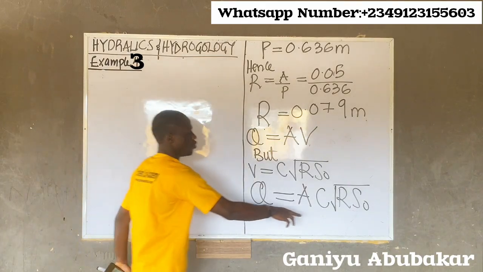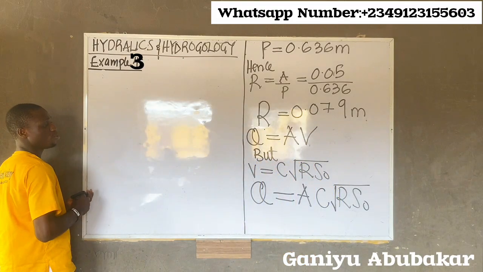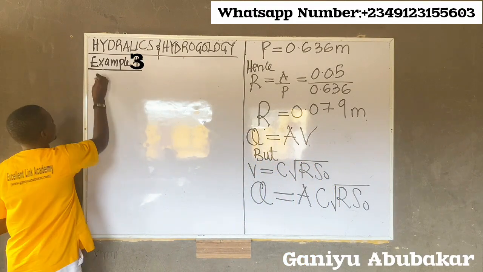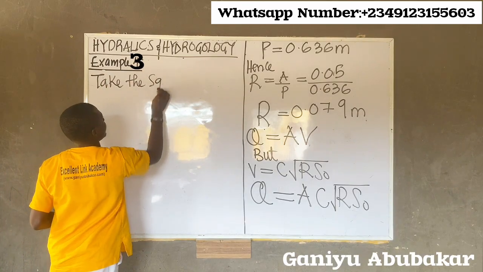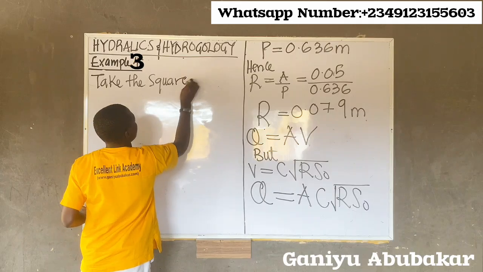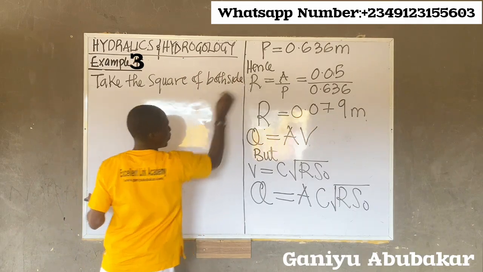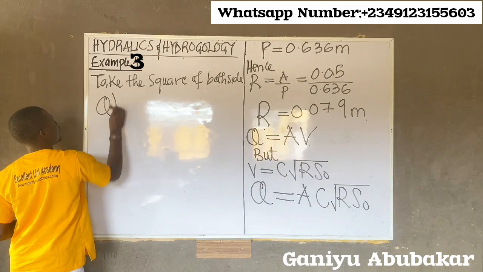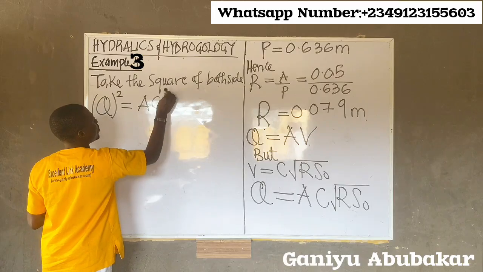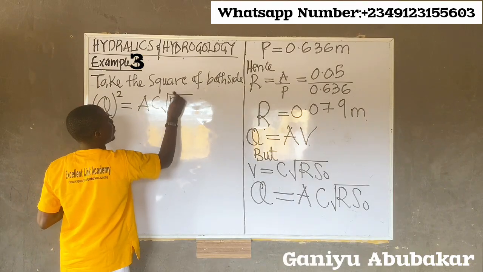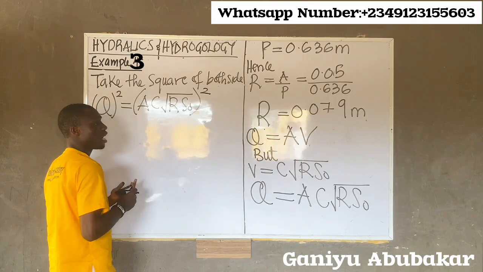Now, I want to get S naught. My task is to make S naught the subject. So I'll have to take the square of both sides. That is, I'll have Q square. Am I correct? Q all squared is equal to A C square root of R S naught, all squared. Apply the indices concept.